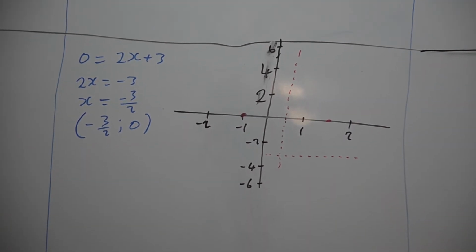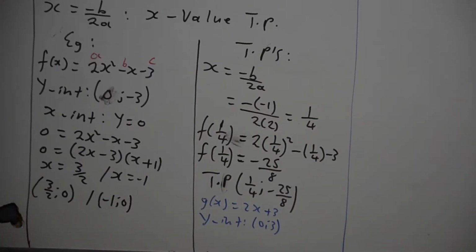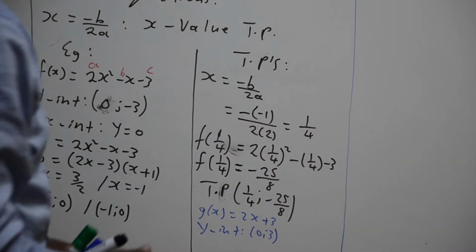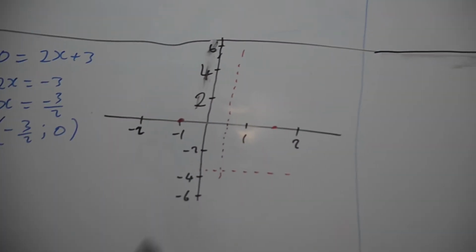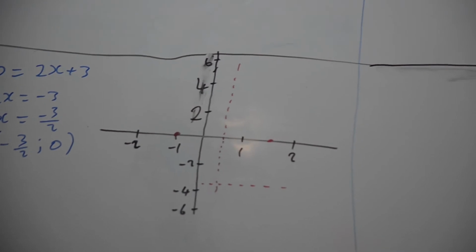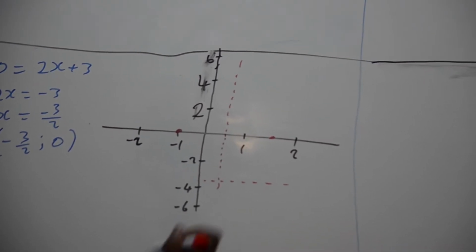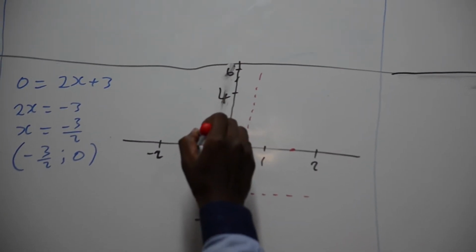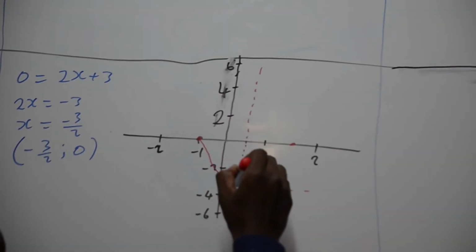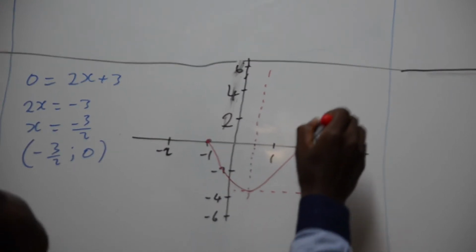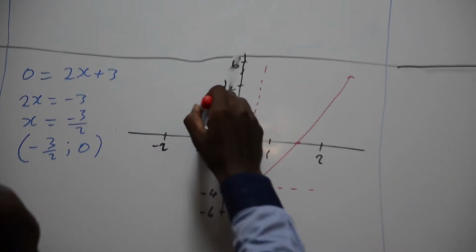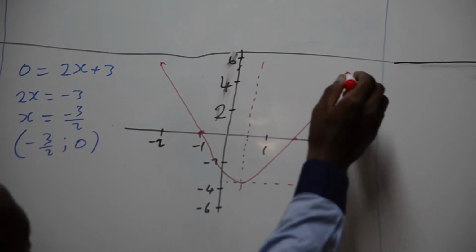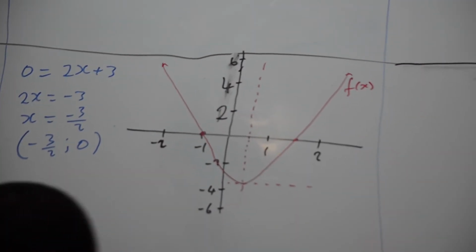The y-intercept, what is it? The y-intercept gives minus 3 here, which is between 2 and 4. So this graph goes somewhere here. If we join this graph, we get a graph like this. Here is the curve, which we call f of x.